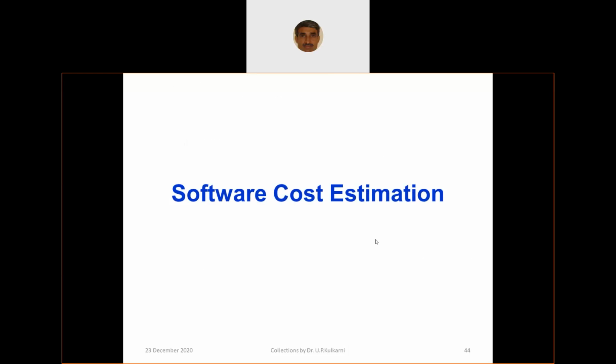Now we'll get into the cost estimation. Note down one more question in the in-class question bank and prepare thoroughly. Ashish, note down. List and explain the various factors that influence the cost of a product, a software product.